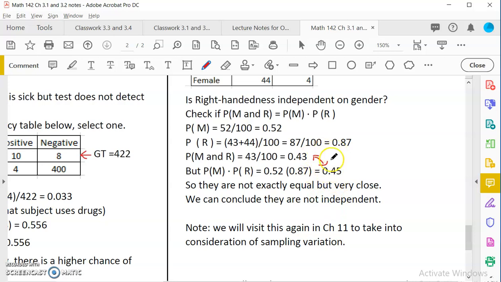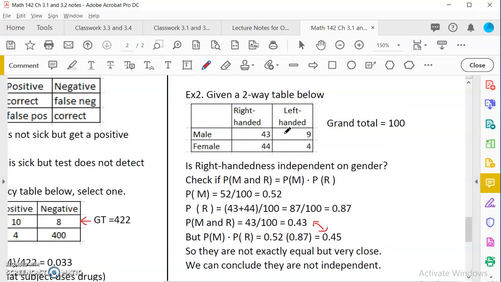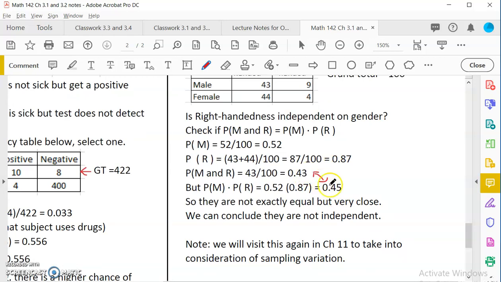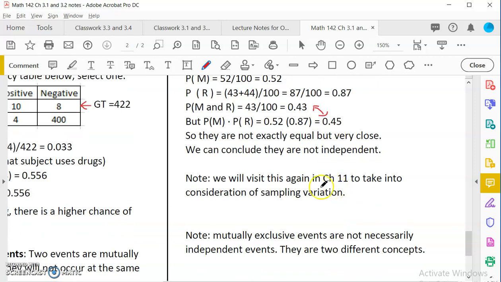But you can say, Ms. Chan, this is a sample. Maybe they are actually quite equal, but because of sample variation, they will change a little bit. So in chapter 11, we will visit this again to take into consideration sampling variation. If this is not the whole population, it is a sample, so sometimes it varies. You might have one or two that are different. So we would say this is actually quite close, so we can say that they are independent. But strictly speaking, from the probability point of view, they are not independent. So again, if they're the same, if you multiply this and it's the same as your intersection, then they are independent.